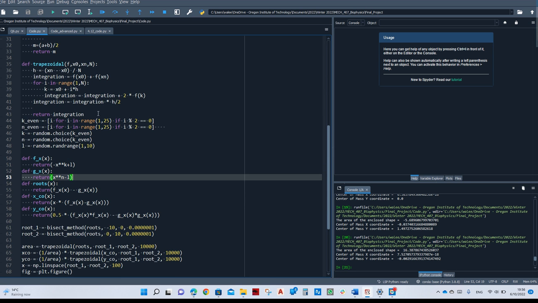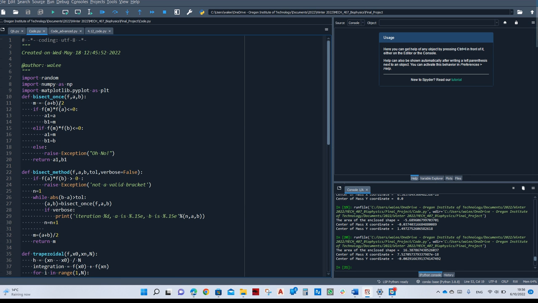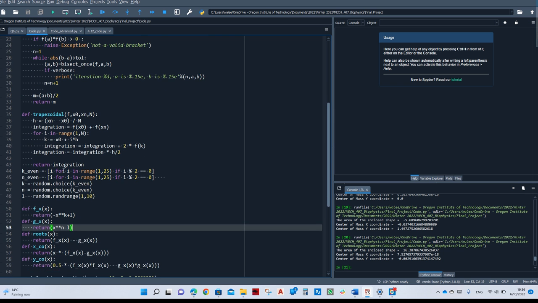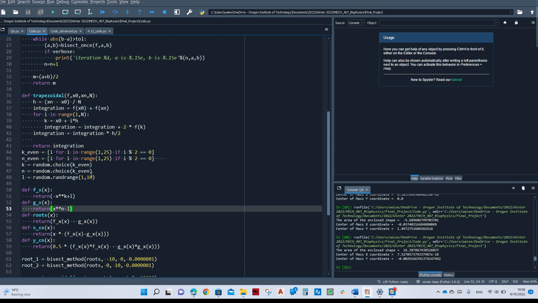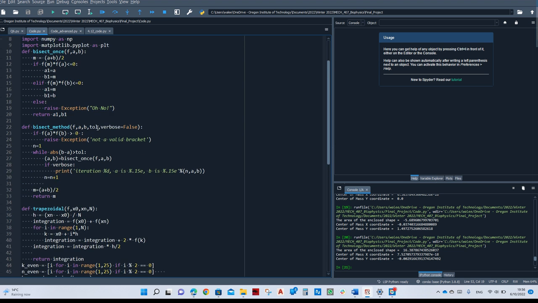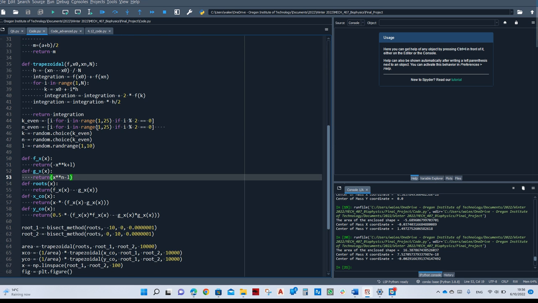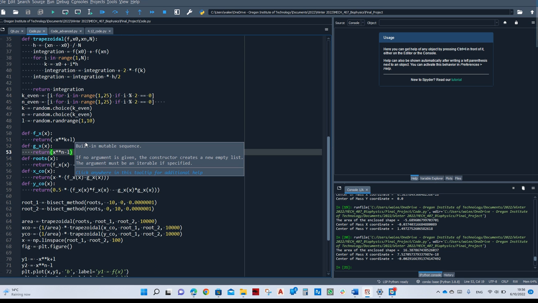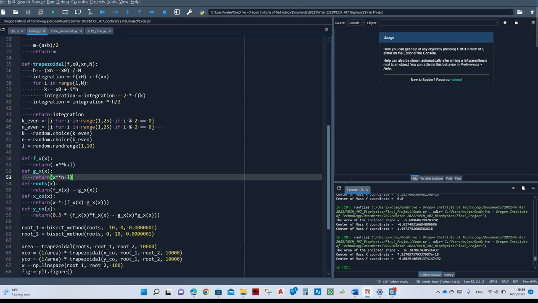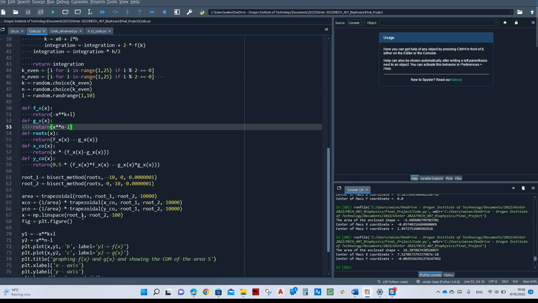So now I have here the bisection method and the trapezoidal method. I put each of them in a separate function just so I can plug them in whenever I want. And then I used a for loop for selecting only even numbers for the powers of x for the parabolas. And then this would be the roots function.